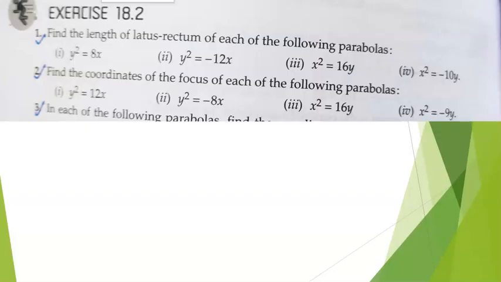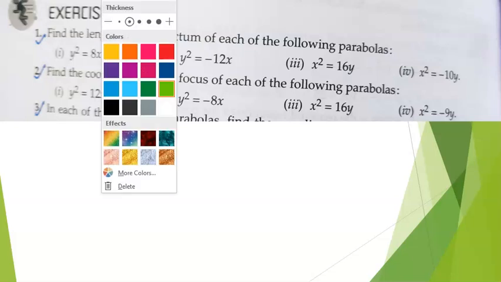I had already told what is focus, what is foci, what is the latus rectum. All these things we have already finished. So we will discuss and solve more questions so it will be clear in mind. I hope I am audible enough and you can clearly see.